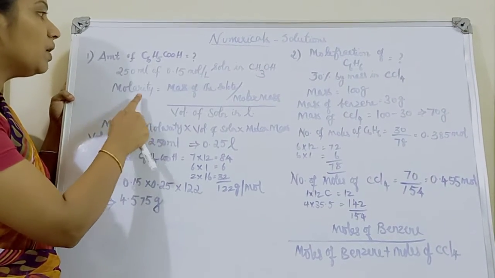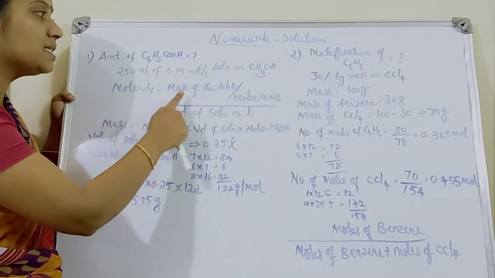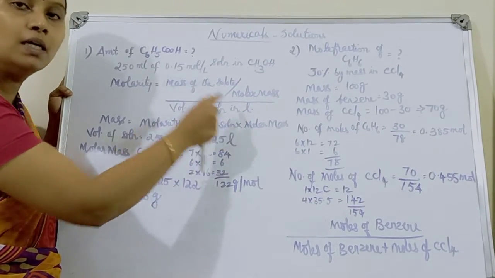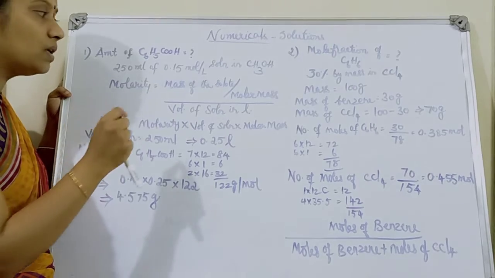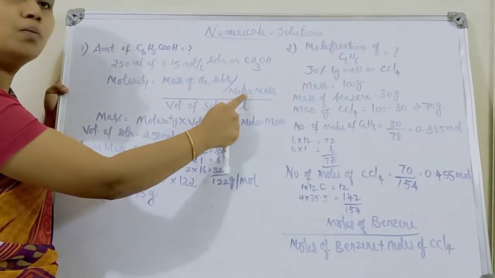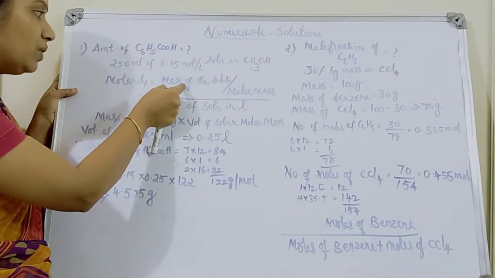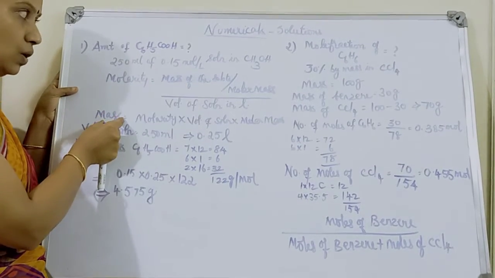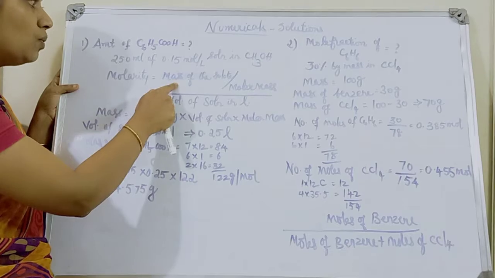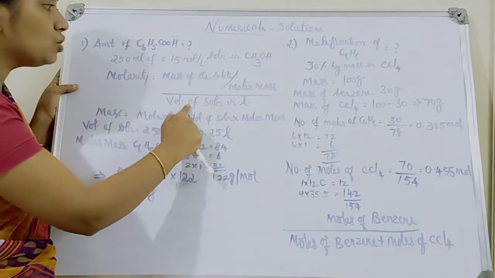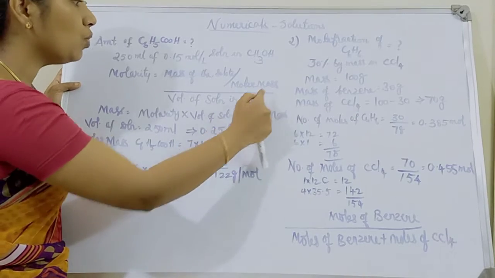What is amount? Amount is nothing but mass. So what is the formula for molarity? Molarity is number of moles of the solute by volume of the solution in a liter. What is number of moles of the solute? It is nothing but mass per molar mass. Now, since I have to calculate mass of the solute, I need to take this numerator. Mass is equal to molarity into volume of solution into molar mass.